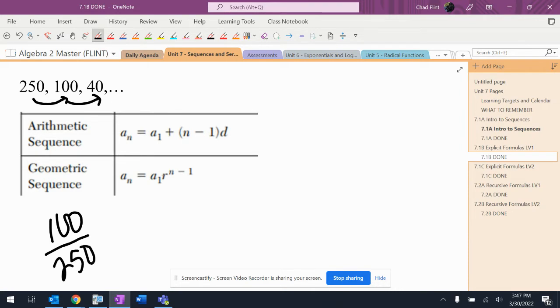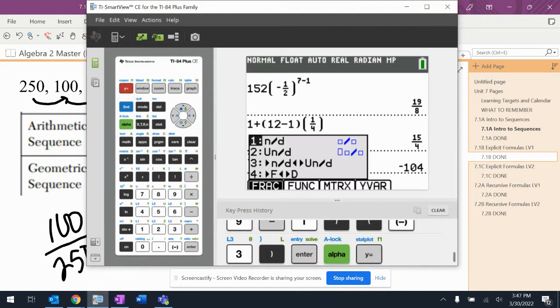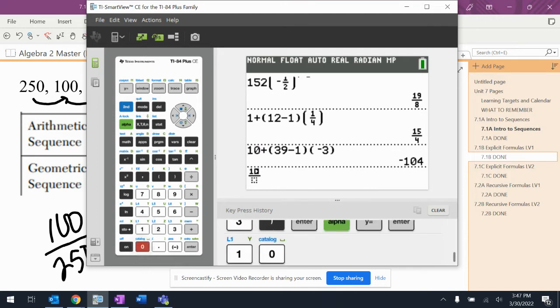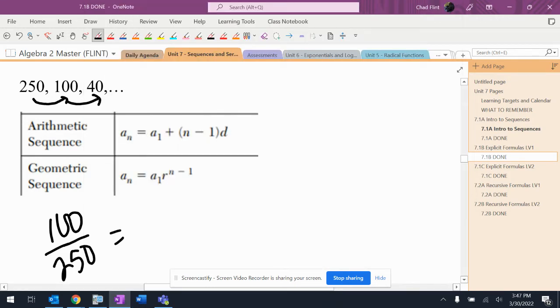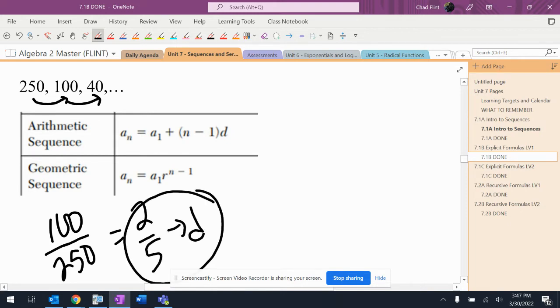All right, it's got to be a geometric. It must be dividing. So 100 over 250 is 2/5. So my common ratio is 2/5. Now that I see that, I'm thinking maybe I don't want to deal with writing this out. I'm not a huge fan of fractions.